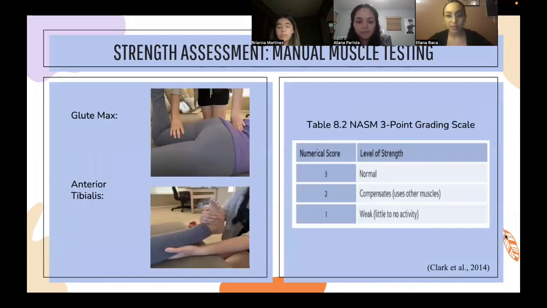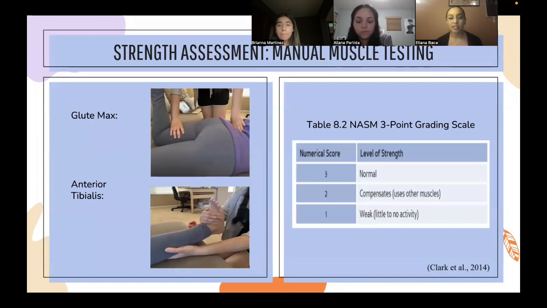So here we also assessed the strength of a few of the muscles. In this instance, we heard a lot about the gluteal complex as well as the anterior tibialis being some of the more underactive muscles present in a lot of the dynamic and static assessments.